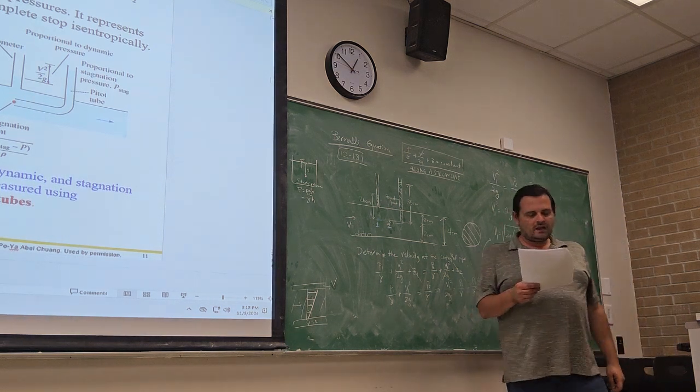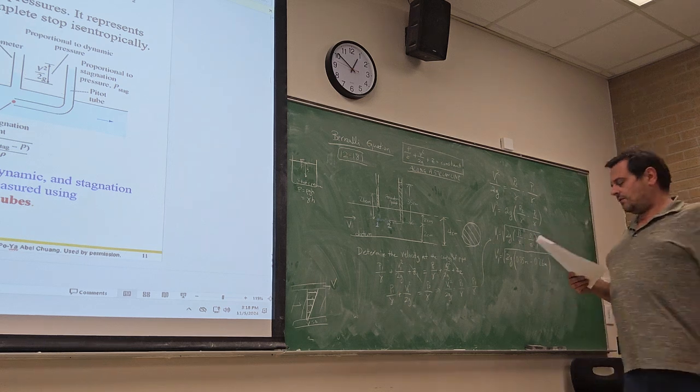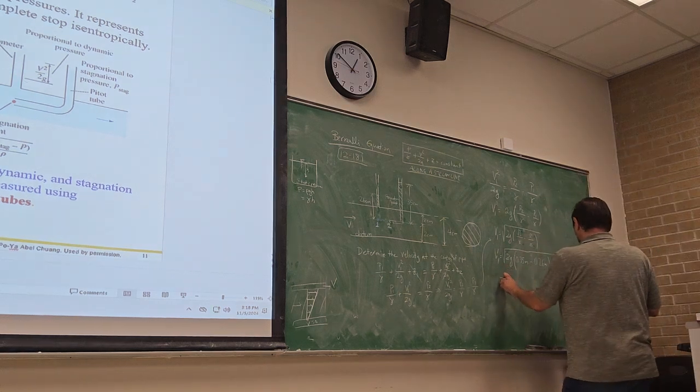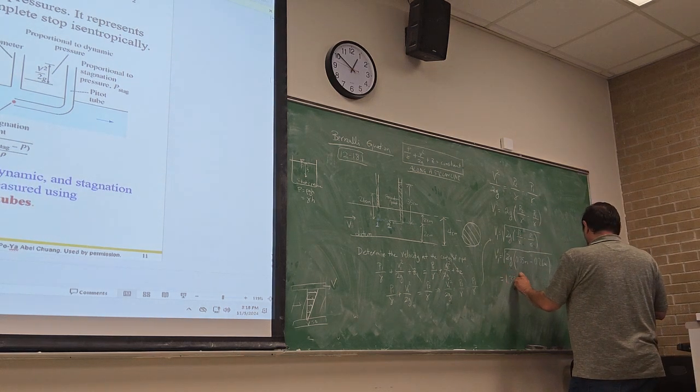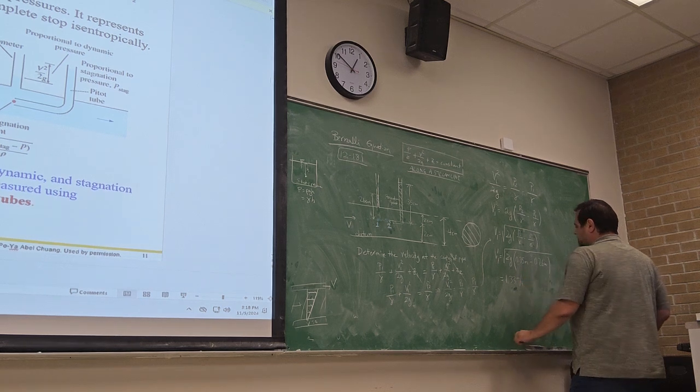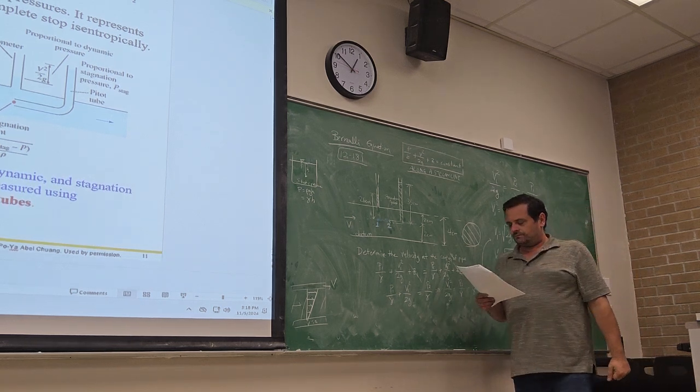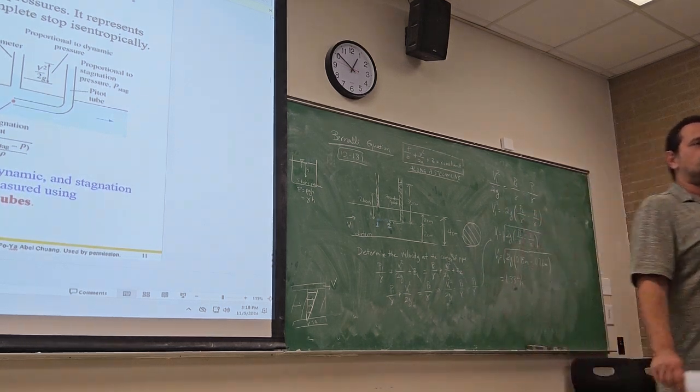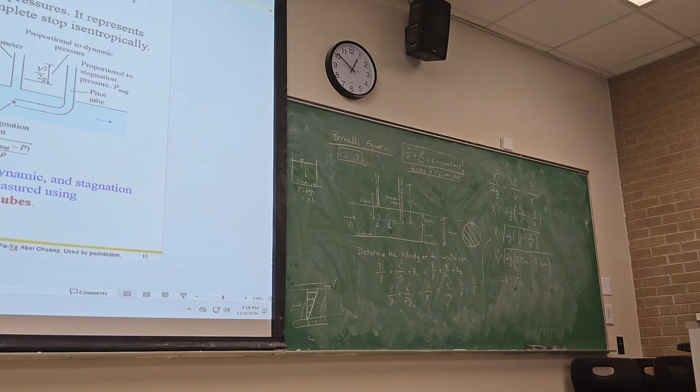So if you do that, you're going to end up getting 1.33 meters per second. And that's because P over gamma is the pressure head. That's basically the pressure in meters. Makes a lot of sense.